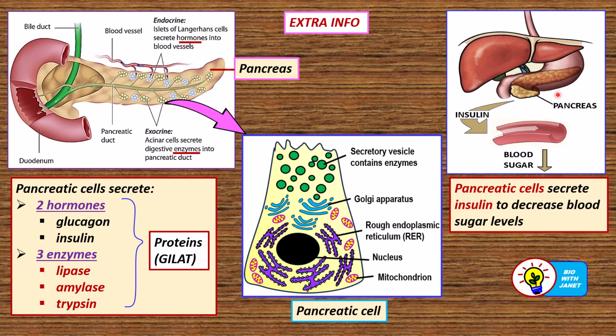All right. So this picture shows you the function of insulin. Pancreatic cells here inside this J-shaped structure secrete the hormone insulin when blood sugar level is high to decrease the blood sugar level back to normal, especially after a meal of carbohydrates.